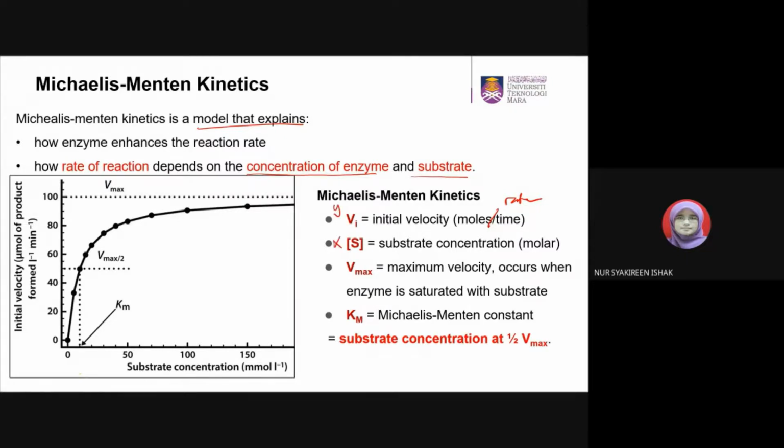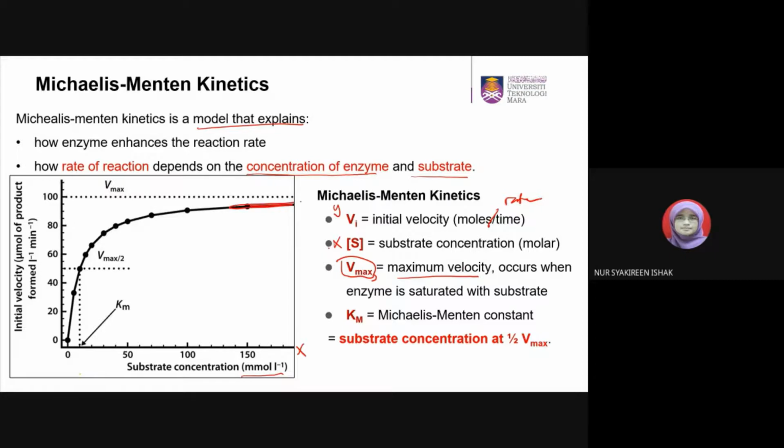On the x-axis, you have the substrate concentration, measured in molarity, in this graph millimole per liter. So Vmax is the maximum velocity.